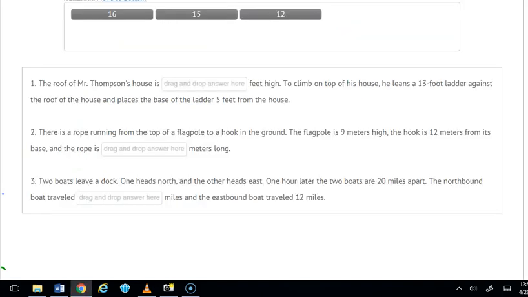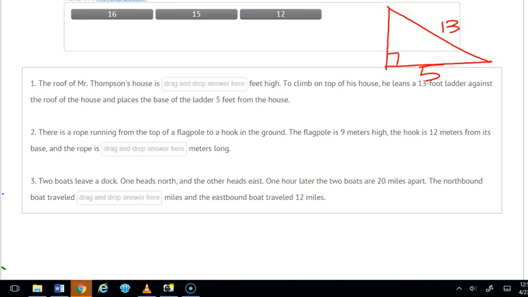So for 1, 2, and 3 here, we're just going to move the answers into the blanks once we find them. So number 1 says the roof of Mr. Thompson's house is blank feet high. To climb on top of his house, he leans a 13-foot ladder against the roof of the house and places the base of the ladder 5 feet from the house.